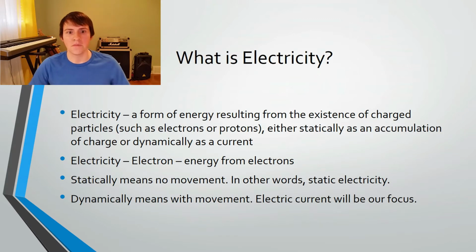What is electricity? Electricity is a form of energy resulting from the existence of charged particles, such as electrons or protons, either statically as an accumulation of charge or dynamically as a current. So let's talk about what that really means. Electricity has the first several letters of the word electron, so you can think of it as the energy from electrons.